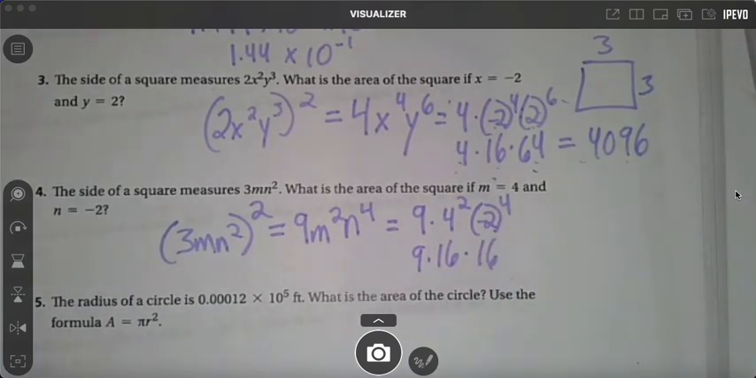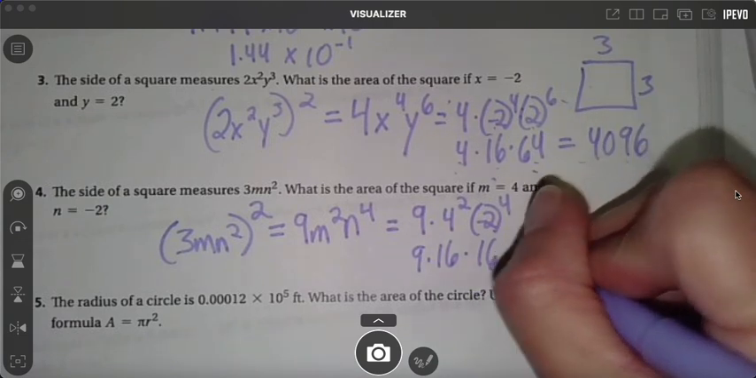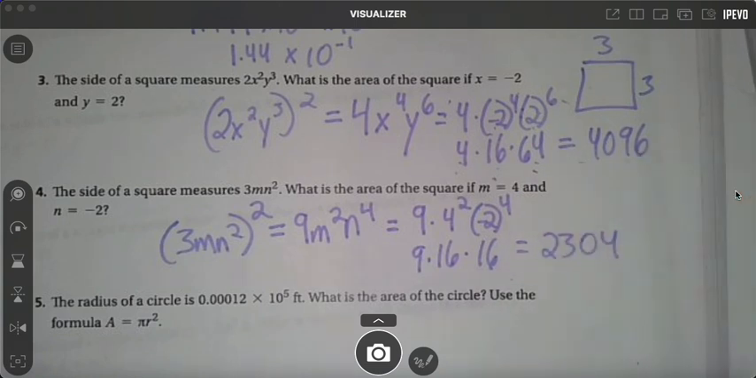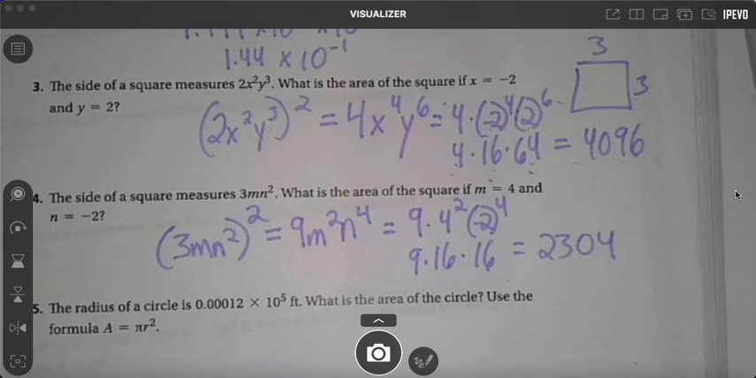Anytime you have an even power, it ends up being positive. Every time. It's an even power. So then 9 times 16 times 16, 2,304. That's our answer. And that's all we're going to do on that one.